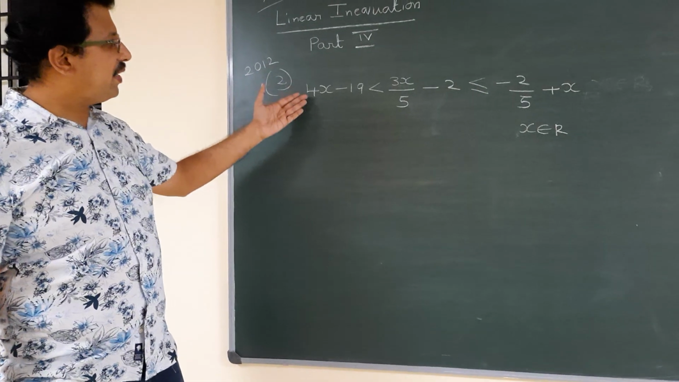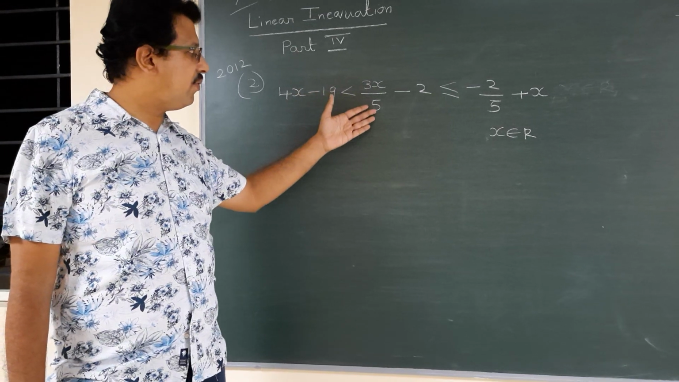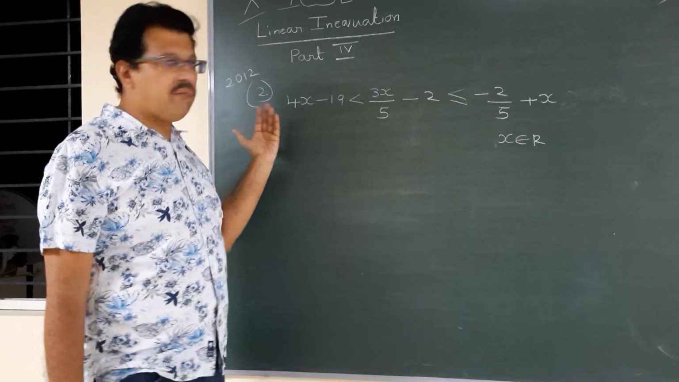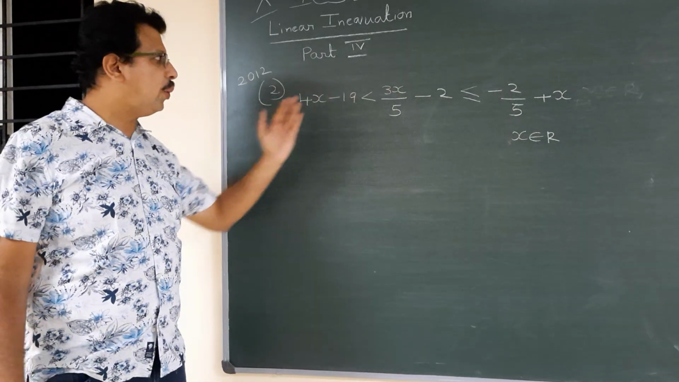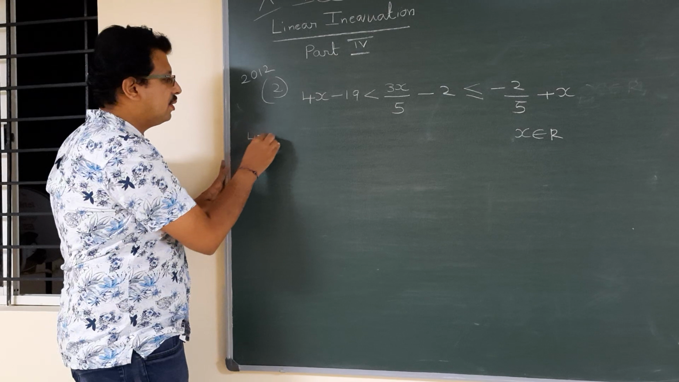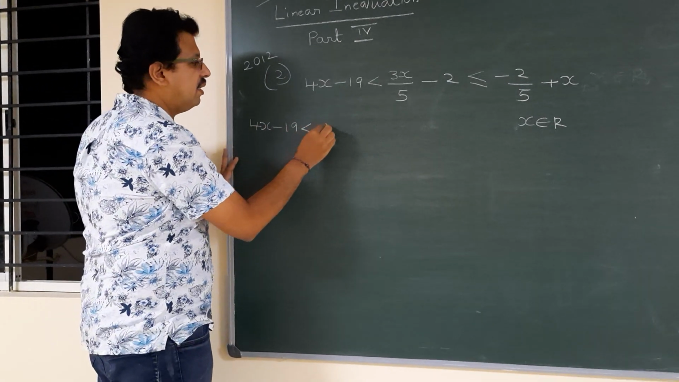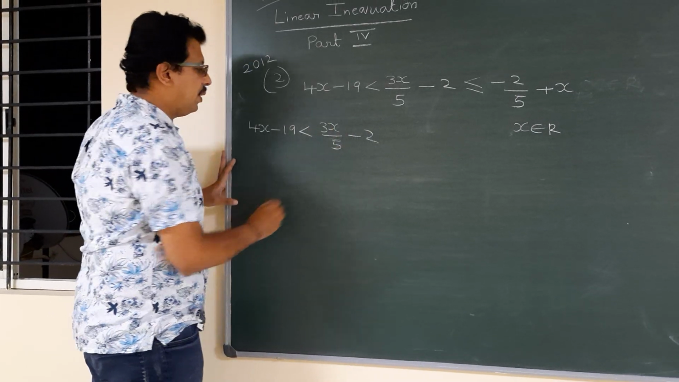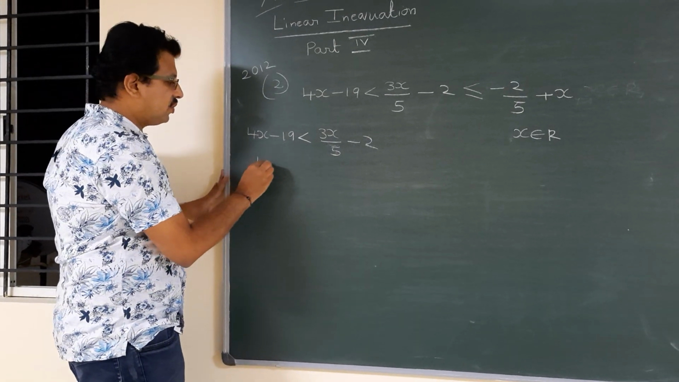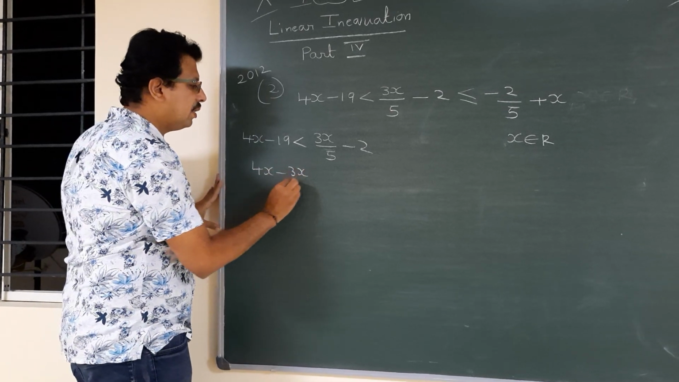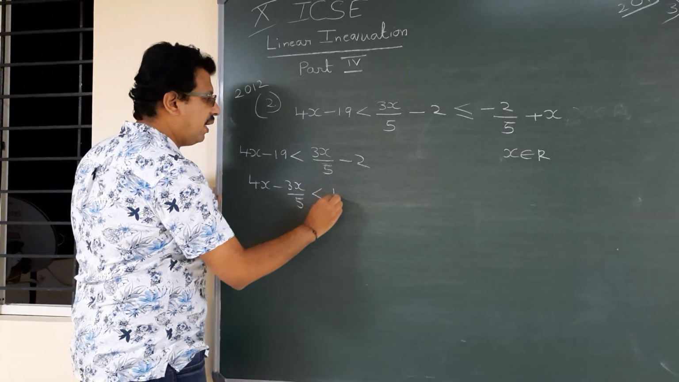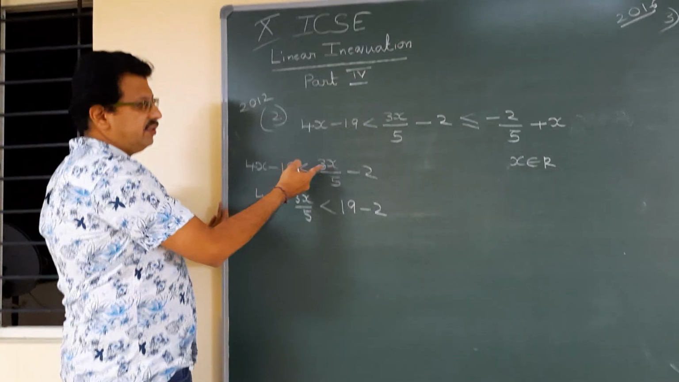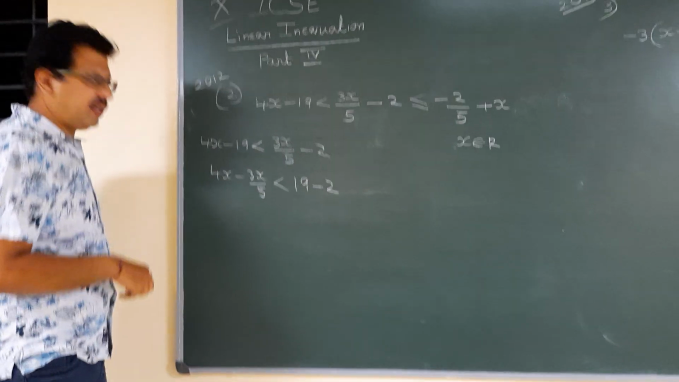So the next problem is 4x minus 19 less than 3x by 5 minus 2 less than or equal to minus 2 by 5 plus x. The same way we have to take the first two inequations. That is 4x minus 19 less than 3x by 5 minus 2. So let me take all the variables to one side. This 4x minus 3x by 5 less than 19 minus 2. I have brought minus 19 to the right hand side, it becomes plus 19, and 3x by 5 to the left hand side, it becomes minus 3x by 5.